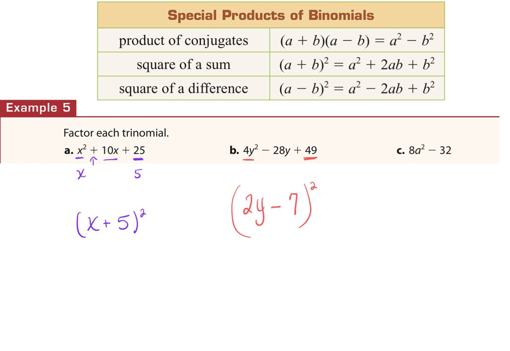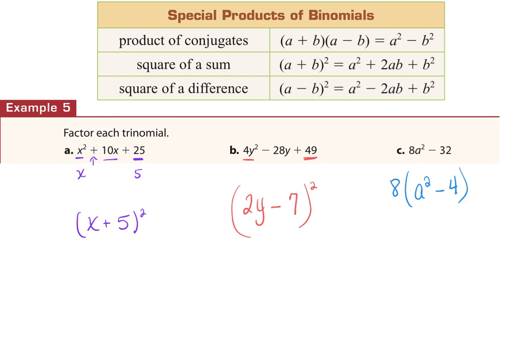Let's look at this last one. This last one doesn't look like I have anything actually. But what I'm going to do, the first thing that you do with factoring is look for a common factor. Do 8 and 32 have anything in common? Well, yes, 8. So the first thing I'm going to do is I'm going to take out an 8. 8 divided by 8 is 1, so I have just a squared. 32 divided by 8 is 4.